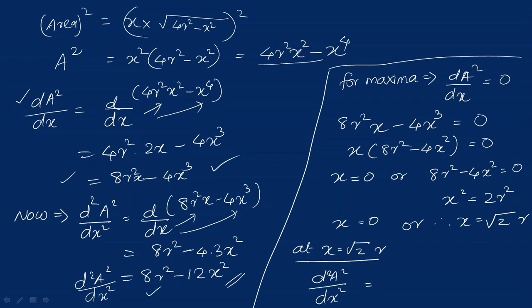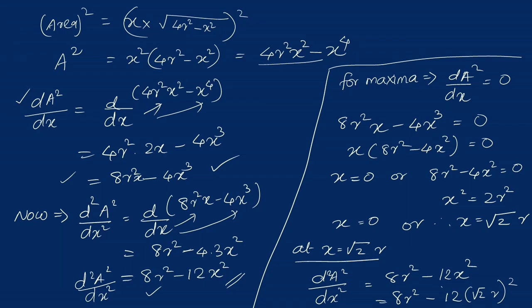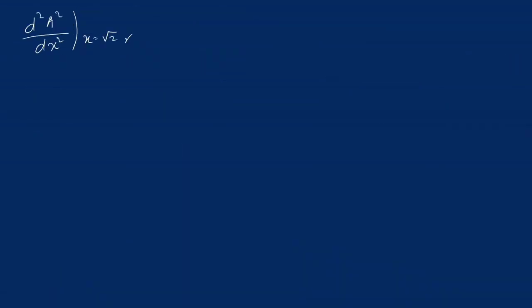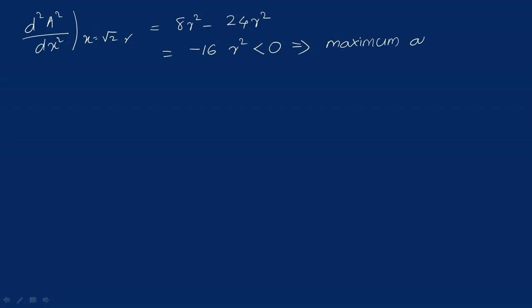Now taking x is equal to root 2 r, we have d square A square by dx square is equal to 8r square minus 12x square. So instead of x, we are applying (root 2 r) whole square. So we have 8r square minus 12 into (root 2 r) whole square, and what is (root 2 r) whole square, that is 2r square. So we have 8r square minus 12 into 2, that is 24r square. So 8r square minus 24r square, that is minus 16r square. So it is negative, so we have the maximum at root 2 r, which is equal to x.